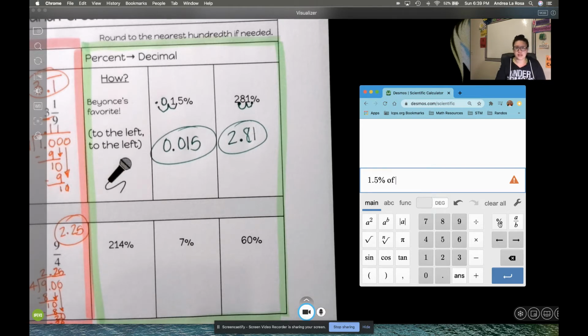We've talked about percent meaning out of 100, but when we're thinking about percents, we also think of it as how much of our whole do we have? So our whole, when we're working with percents, is 1. The fraction is out of 100, but all together we're trying to figure out how much it is out of 1. So when you see this 1.5% of, you're going to need to put 1 after it, and then it'll give you the decimal form.